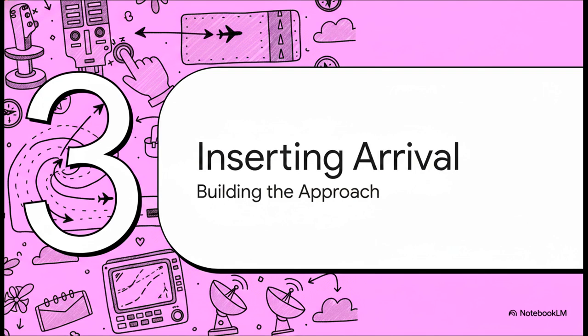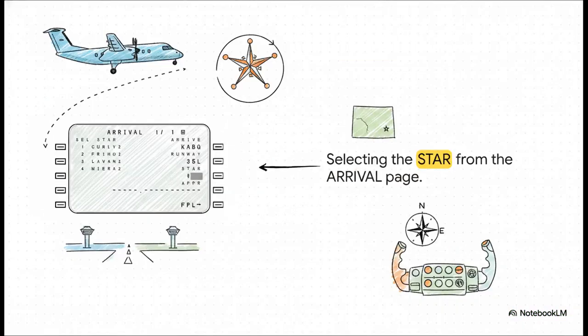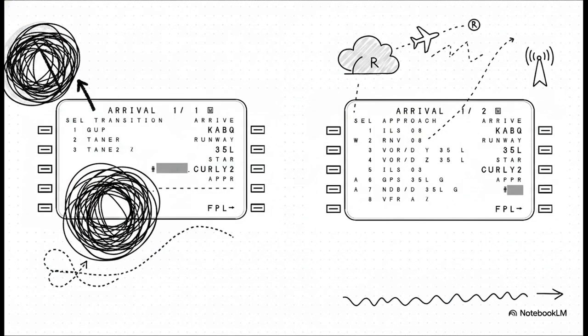Section 3. Inserting the arrival procedure. Time to build the approach. You'll press menu from the flight plan pages and select Arrive at LSK4R. You'll notice the destination airport automatically pre-fills right there in the Arrive field. In our example here, it's KABQ. From there, your cursor is perfectly positioned, ready for you to start building out your specific standard terminal arrival route, or STAR.